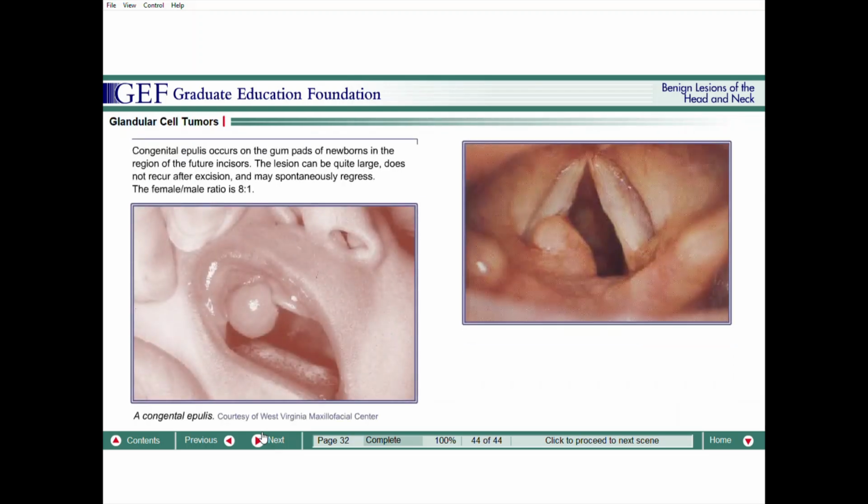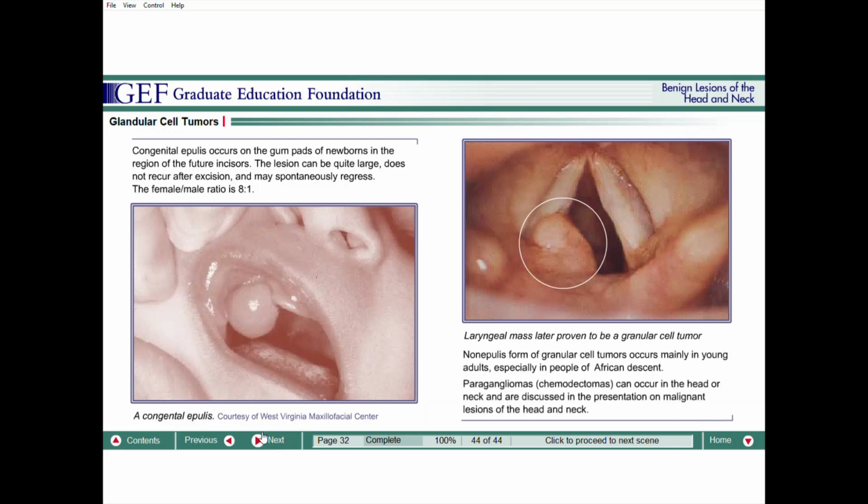Congenital epulis occurs on the gum pads of newborns in the region of the future incisors. The lesion can be quite large, does not recur after excision, and may spontaneously regress. The female-male ratio is 8:1. The non-epulis form of granular cell tumors occurs mainly in young adults, especially in people of African descent.